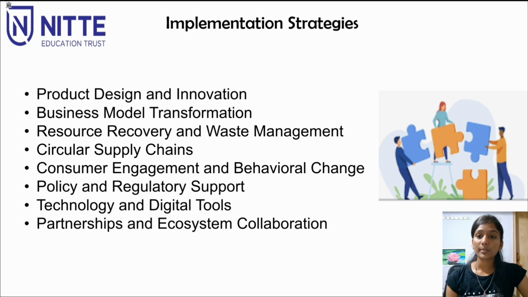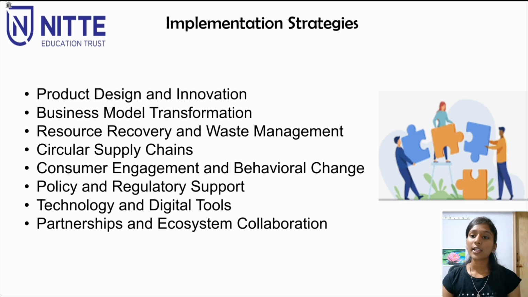Then comes circular supply chains. The objective is to create resilient, sustainable sourcing and production systems. So the strategies include local sourcing, which is to reduce emissions and improve transparency. Then supplier collaboration, integrate circular practices throughout the supply chain, and then the digital tracking, to use blockchain or IoT, that is Internet of Things, to trace materials and ensure circular compliance.